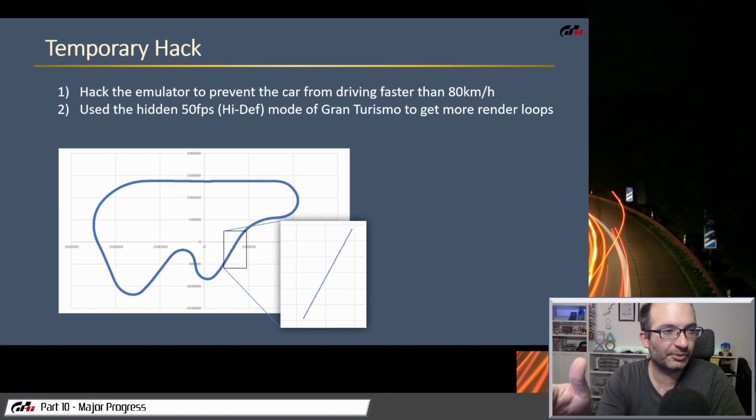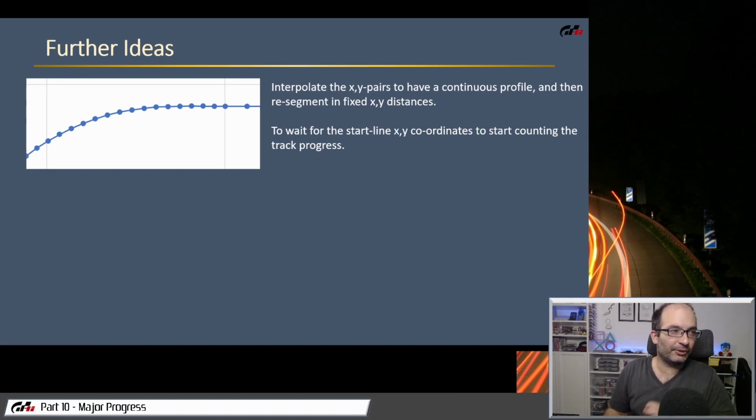So basically Gran Turismo is rendering at 25 frames per second, but this mode it's running at 50 frames per second. And you can see how dense it is. This is the same plot at roughly the same size as the previous screen. It looks like a continuous line, but it's not. There are actual dots along here, which you can barely make out. I have some more ideas.